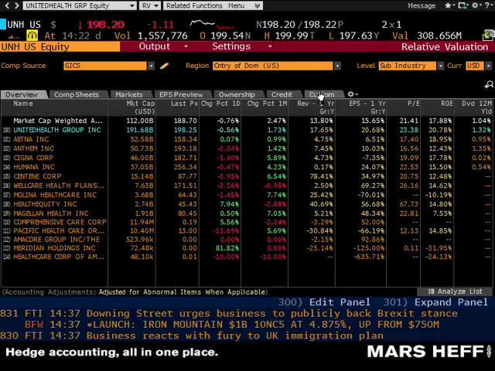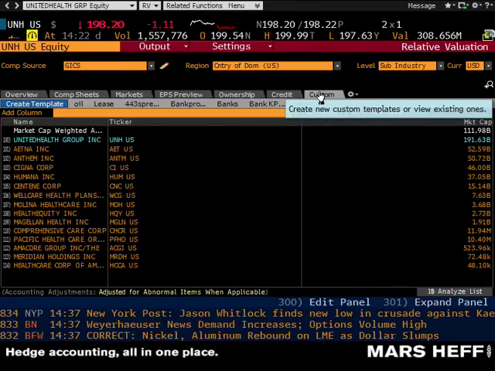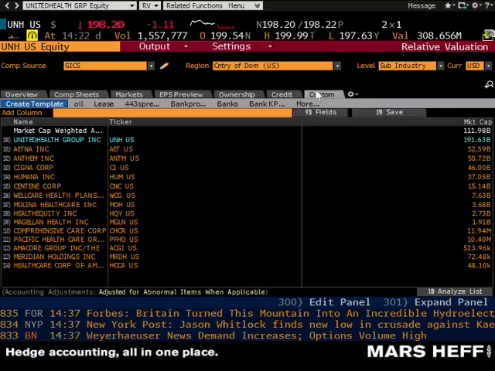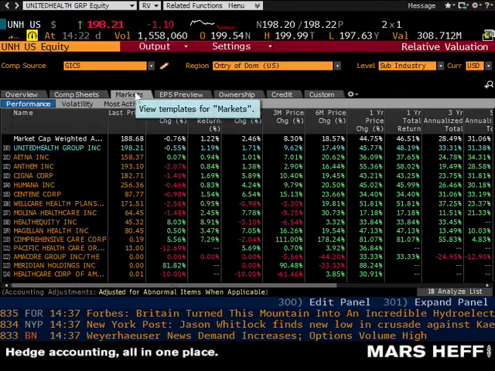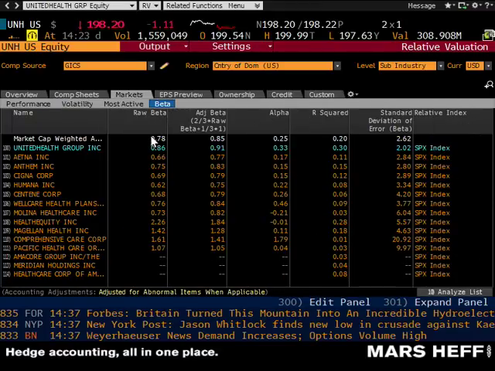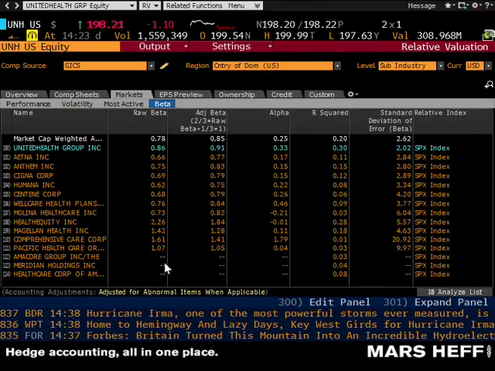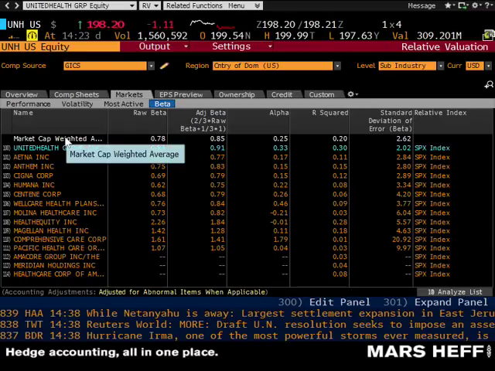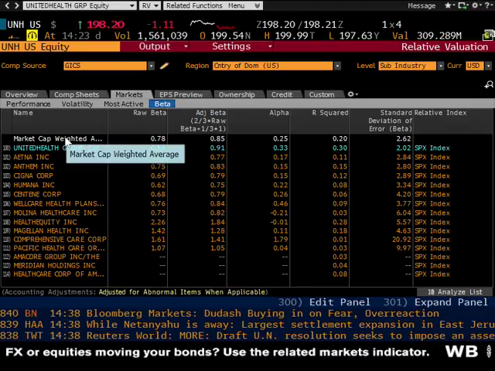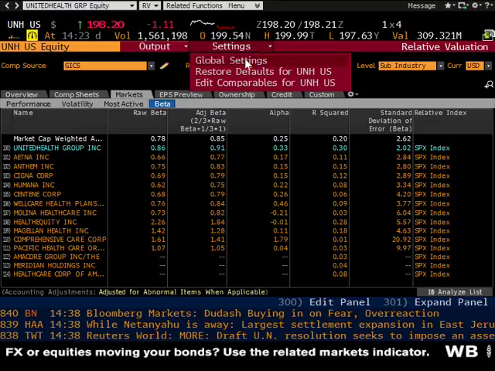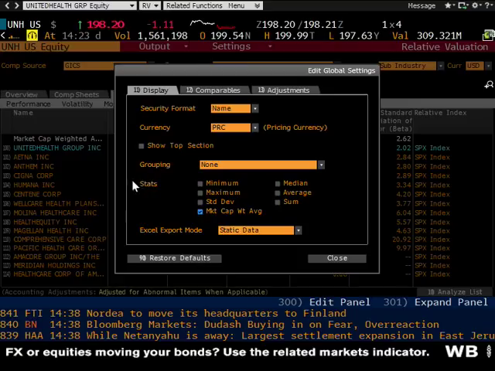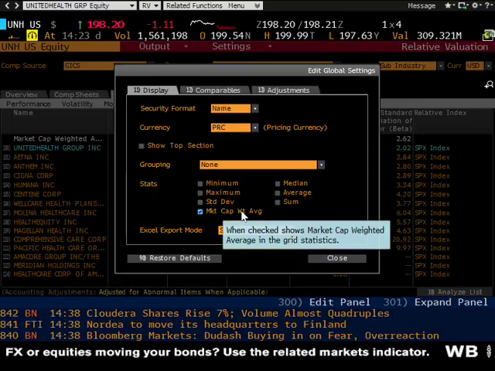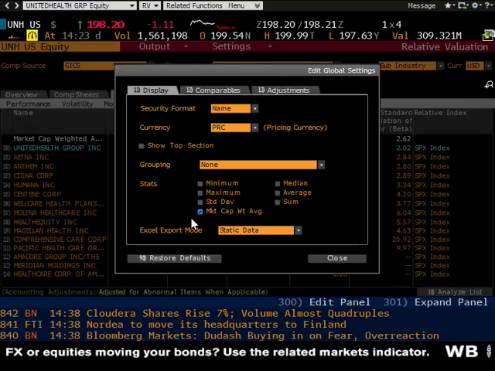Over here on the right, you can click on custom, and that's what we did in the first examples like the oil industry. But Bloomberg actually has some predefined templates. One of the templates is called markets. One of the subtabs of markets is called beta, and Bloomberg does a real-time beta calculation for all the companies here. So these are the betas of all of the peers of United Health Group. The top line is a market cap weighted average. To get it, you go into settings, global settings, and there's statistics. Make sure market cap weighted average is checked. If it's checked, every time you go to a screen, it'll put it across the top.